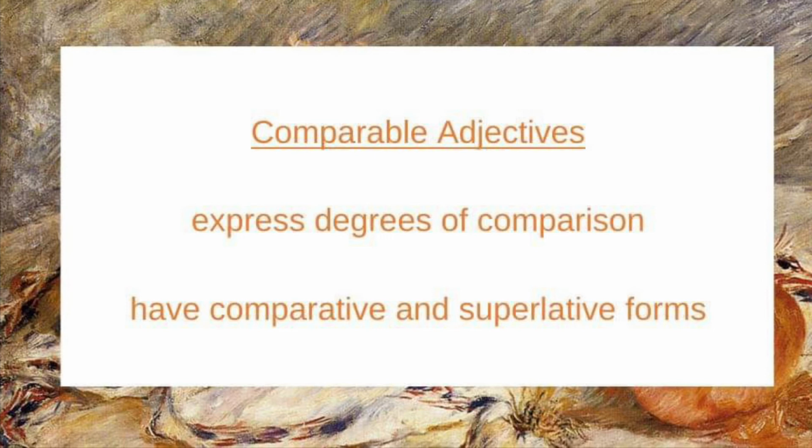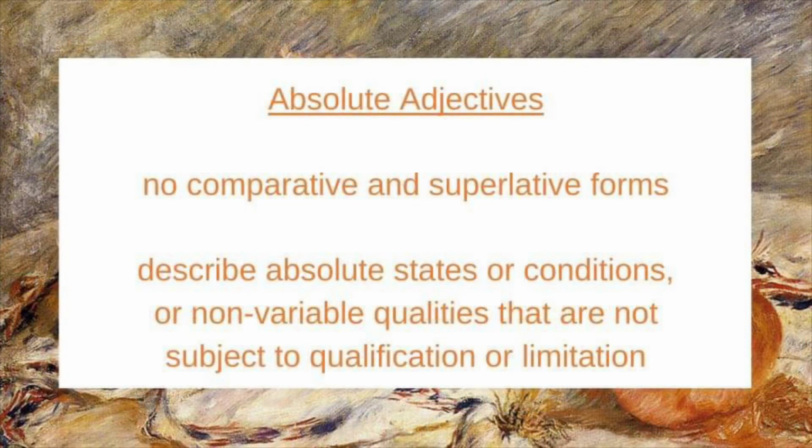Comparable adjectives are adjectives with comparative and superlative forms. Absolute adjectives are adjectives that do not express degrees of comparison. An absolute adjective has only a positive form. Absolute adjectives describe absolute states or conditions. In other words, absolute adjectives describe non-variable qualities that are not subject to qualification or limitation.